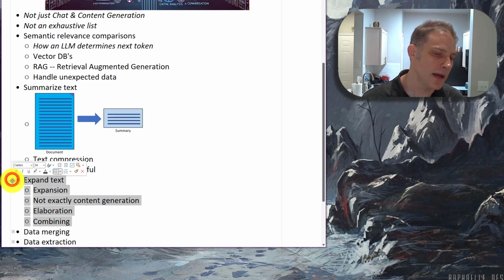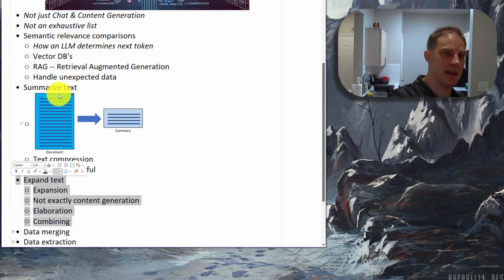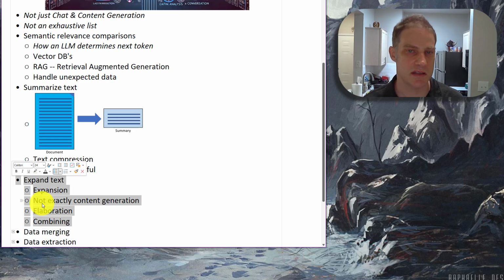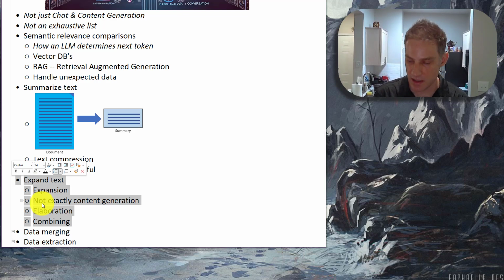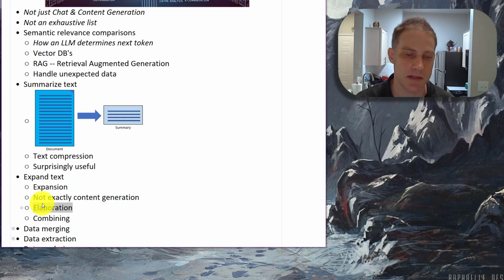You can also go the other way. You can expand text. You could take a chunk of this document and have it go the other way and give you more details about it. Not exactly content generation, although maybe content generation is a subset of this, because it's taking what you gave it and generating content based upon what's relevant to that. It's not quite that simple, but it's similar. A better way to think about this is elaborating on a section of content.